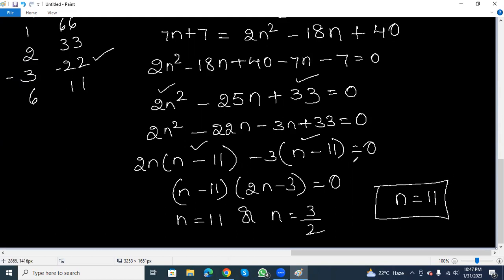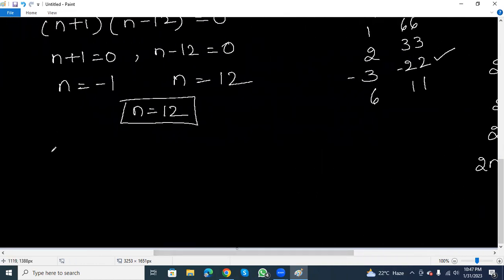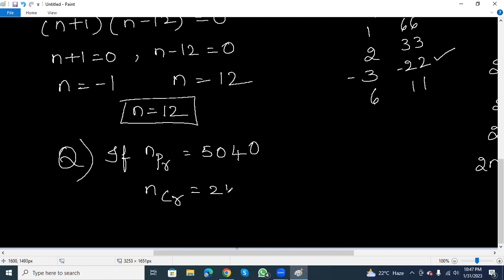That's it. So this is how we can solve permutation questions. Here is your challenge question. Try this one. Challenge question. nPr is equal to 5040, nCr is equal to 210, then find n comma r values. Children, try this question and post your solutions to me. Thank you.